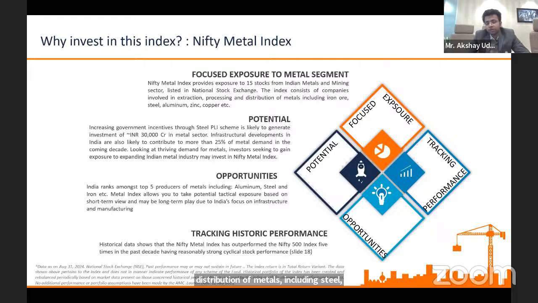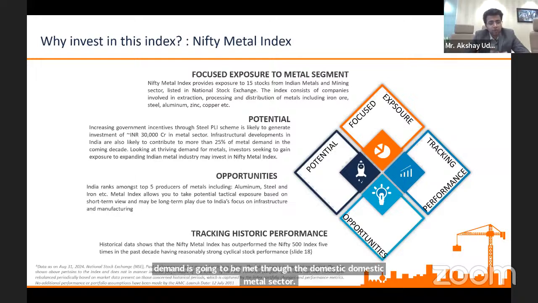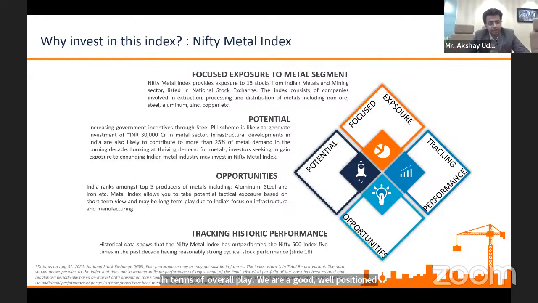There has been a good push by the government by introducing the PLI scheme. It is expected to attract a good 30,000 crore in the next 3 to 5 years. As the metal sector grows, infrastructure spending increases, and India's demographic dividend plays out, as net income levels rise, there would be an increased demand for metals, and 25 to 30% of this increased demand is going to be met through the domestic metal sector. In terms of overall play, we are a well positioned player in the metals and mining play. We are top producers of steel, aluminum, as highlighted earlier.